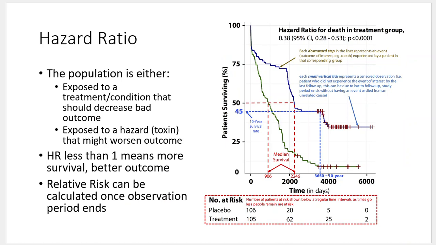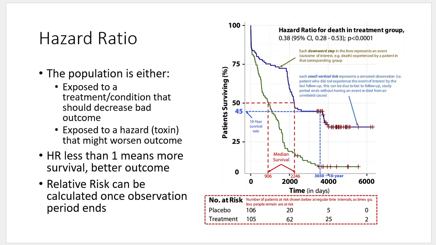Now, finally, a little more complicated one to understand is the hazard ratio. In the hazard ratio, the population could be exposed to a treatment or a condition that should decrease the bad outcome, or conversely, you can look at whether they've been exposed to a hazard, such as a toxin or history of child abuse, and look if it worsens outcome. In the example I give you here, where we're looking at treatment, an HR of less than 1 means more survival, that is, a better outcome.